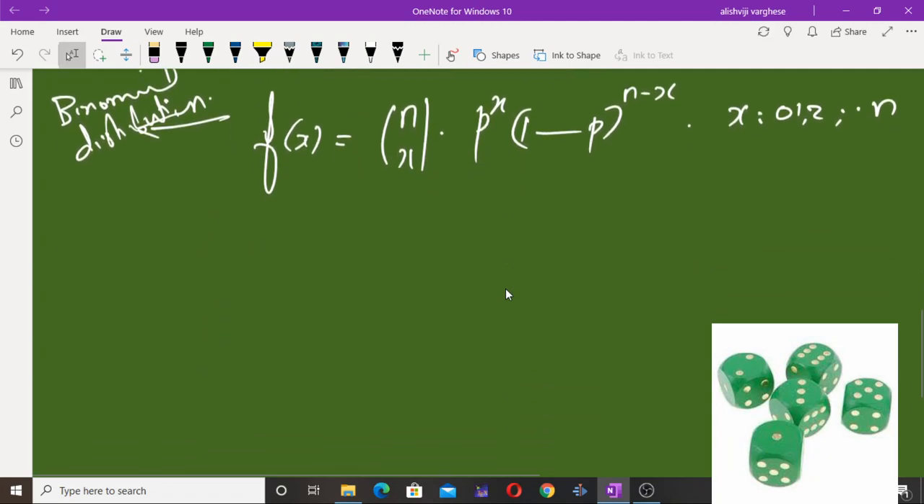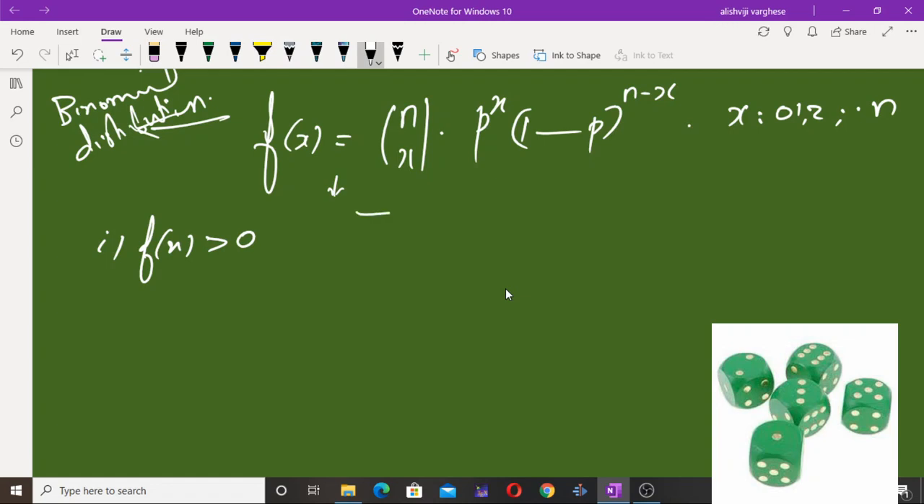Now, what about the mean and variance? Before moving into the concept of mean and variance, we can check whether this satisfies the criteria for a probability density function or not. The first criterion, f of x is positive. So nCx is a combination that is positive. p is a probability, it is positive. p raised x is again positive. 1 minus p, p is a value in between 0 and 1, and so 1 minus p is again positive, so 1 minus p raised n minus x is positive, so the value of f of x is always positive.